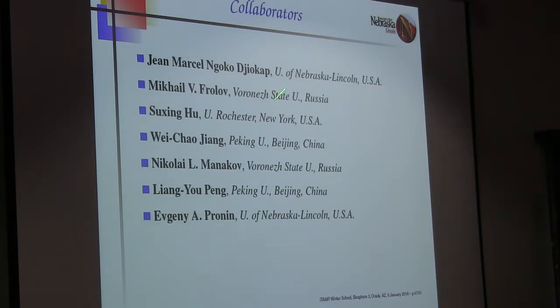And the collaborators on all these works are Jean-Marcel Mboko-Jokop, who is now a research assistant professor in Lincoln, my former postdoc, Su-Chin Hu, who is now in Rochester, my former postdoc, Misha Frolov, who's back in Russia. He's head of the department there, a long-term collaborator there, Nikolai Manakov, my former postdoc, Liangyou Peng, who's now an associate professor at Peking University, and former postdoc, Evgeny Konin, and a student of Peng.